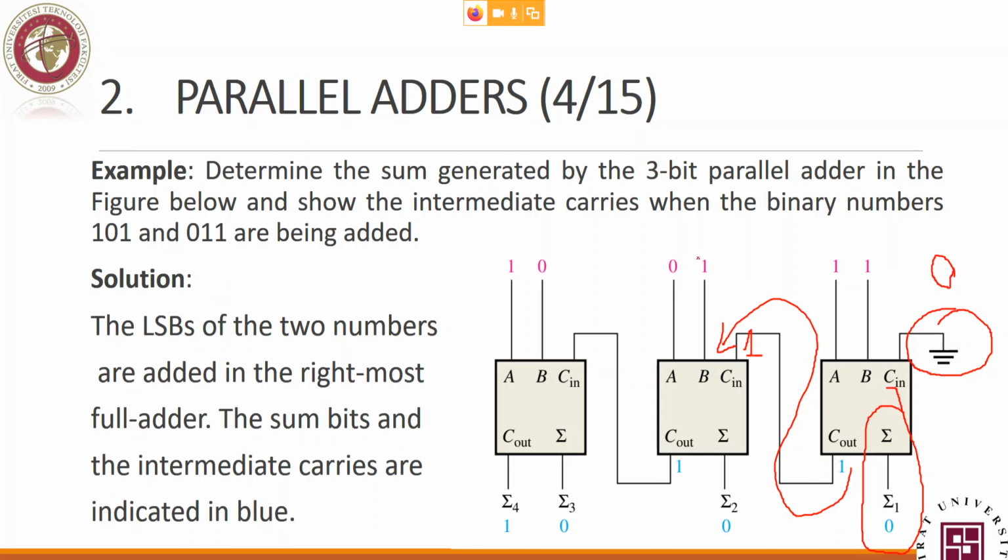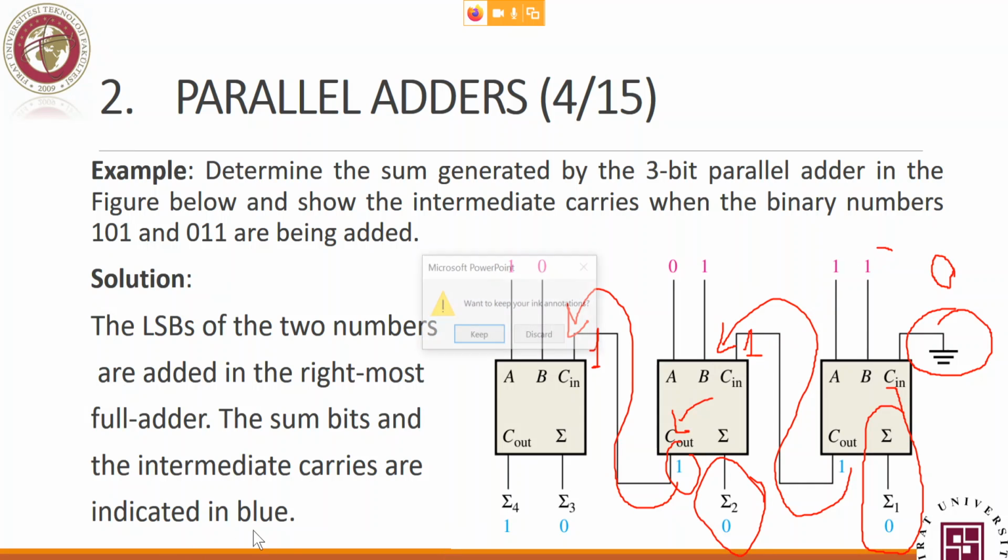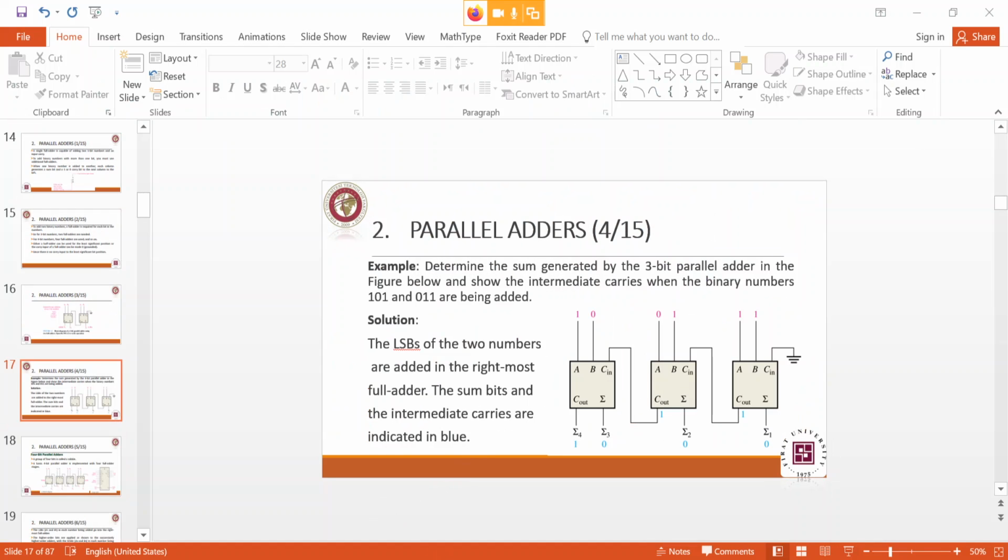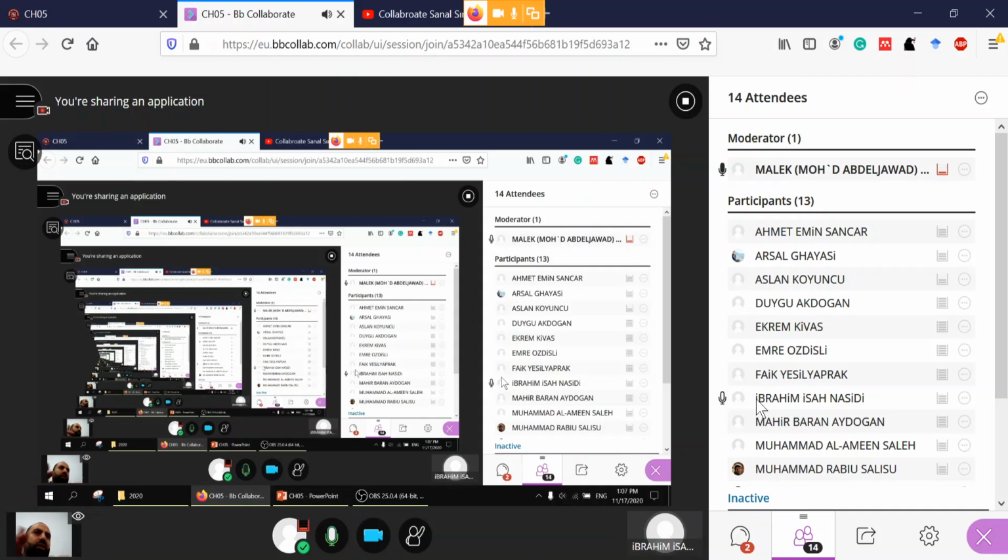So again, 0 plus 1 is 1, plus 1 is 0 with 1 carried. Okay? So this one will be carried again to the next adder. Again, 1 plus 0 is 1, plus 1 is 0 with 1 carried. From where I got those, is there any problem?